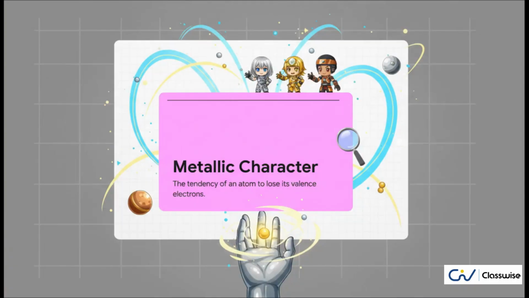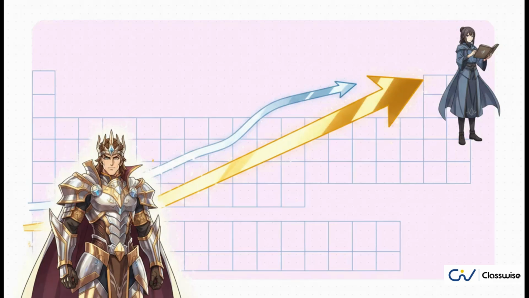All right, our next trend is metallic character. What does it mean for something to be metallic? Well, in chemistry, it really comes down to one thing: how easily an atom is willing to lose its electrons. The more willing it is to give them away, the more metallic it is. So where do the most metallic elements live on our map? Well, the trend is this.